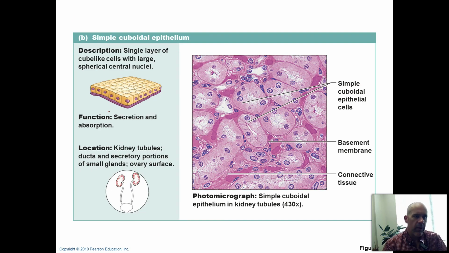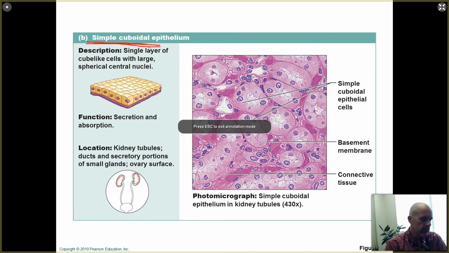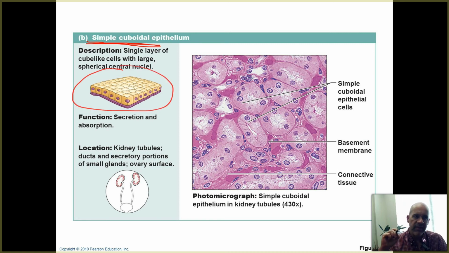All right, another combination between layering and cell-shaped names: simple cuboidal. Simple means we have just one layer of cells. Cuboidal, the cells are cube-shaped, and so there's a nice little representation of simple cuboidal epithelium like you would find in some locations in the body. Still fairly thin, not as thin as simple squamous.